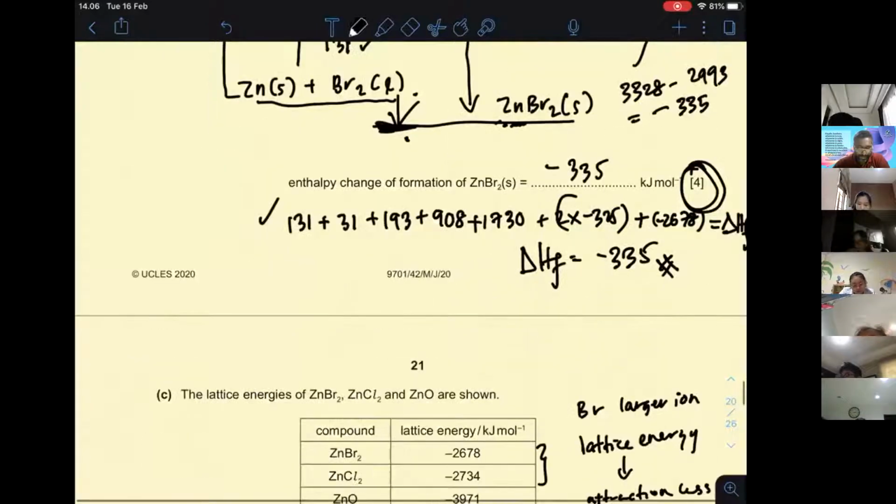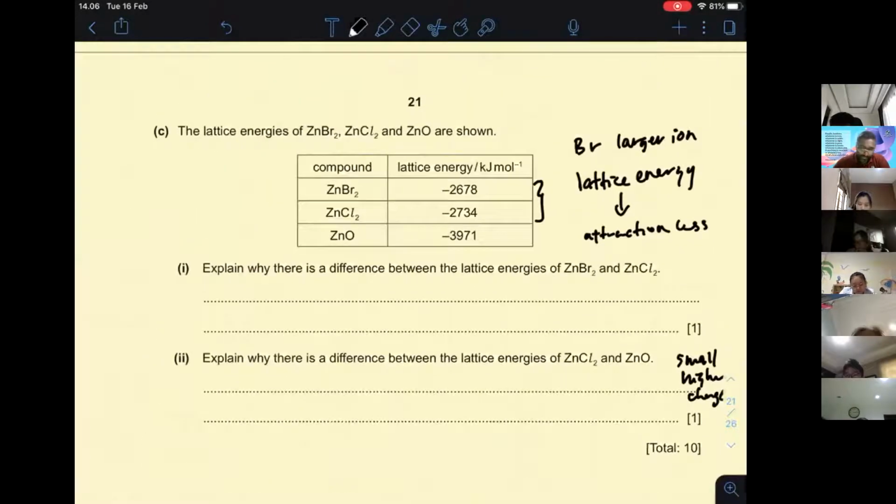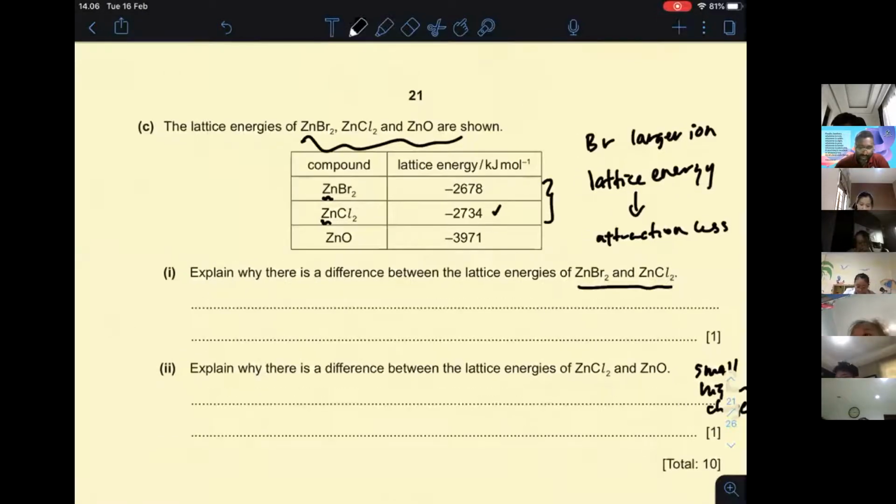Now the lattice energies of these three compounds are shown, and they ask you to explain why there is a difference between the lattice energies of zinc bromide and zinc chloride. The difference here is that zinc chloride has a greater lattice energy compared to zinc bromide. Why does zinc chloride have more lattice energy? The answer is quite simple. The only thing that is changing is not the cation. The only thing that is changing is the anion.